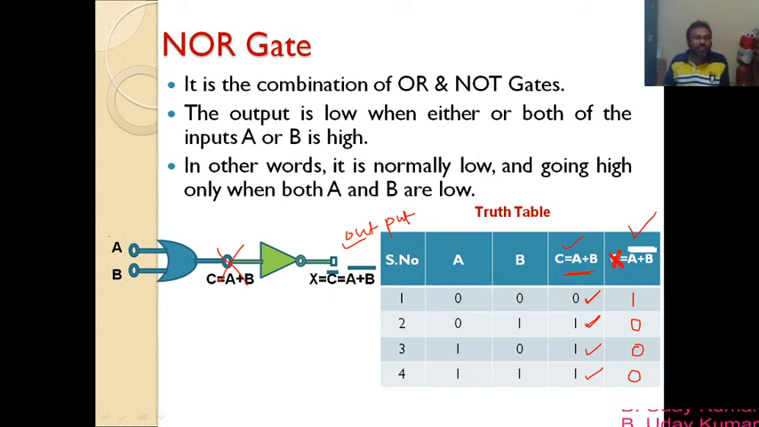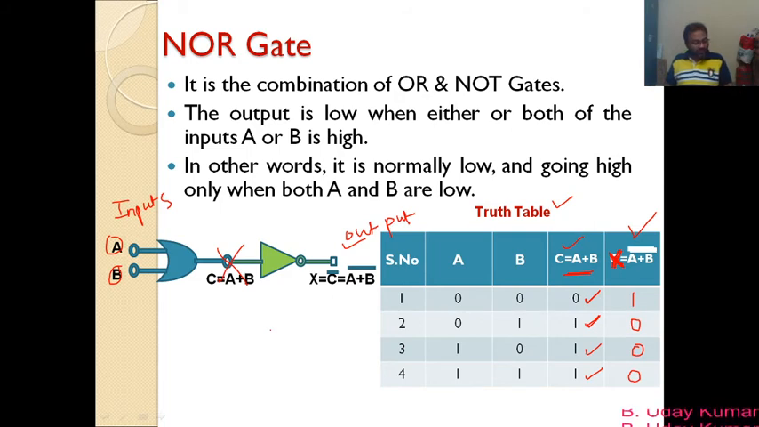NOT. Again, this A and B become the inputs of the NOR gate. So that's it. Inputs of the NOR gate. Okay. So I hope it is clear. So now this truth table shows the operation or working of this entire NOR gate.